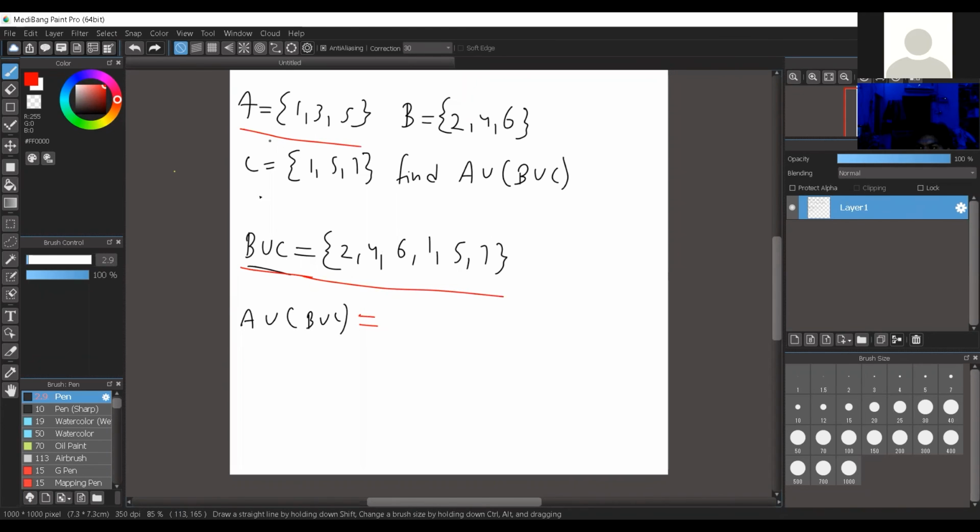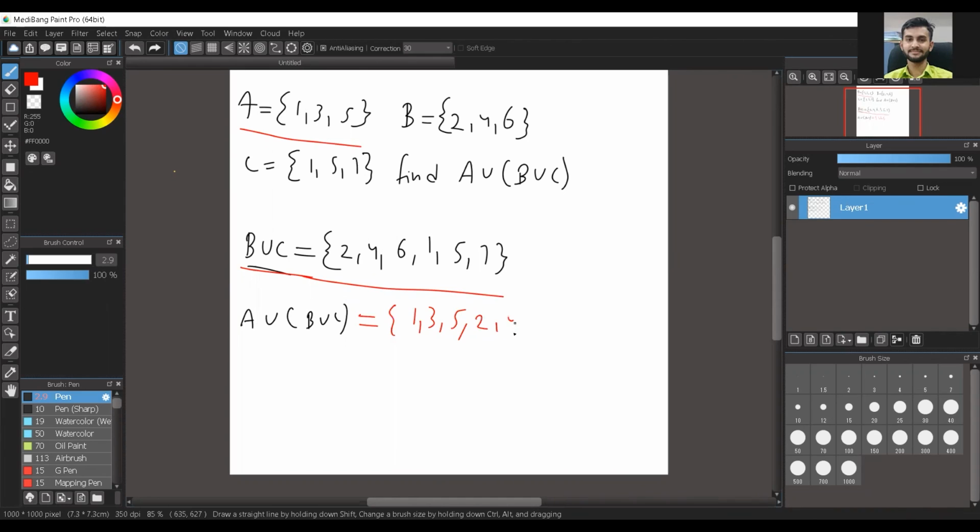We can start with A, because first we have A. What are the elements in A? 1, 3, 5. And the elements present in B union C: 2, 4, 6. Are we going to write 1 again? No, we won't write it again because we already have it here in the beginning. Now, are we going to write 5 again? Similarly, here we already have 5. We won't write it. 7. It's not there. Then we can write it. 7. Finish. This is A union of B union C.